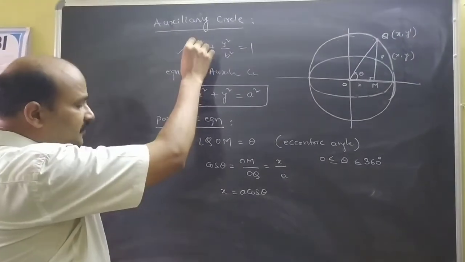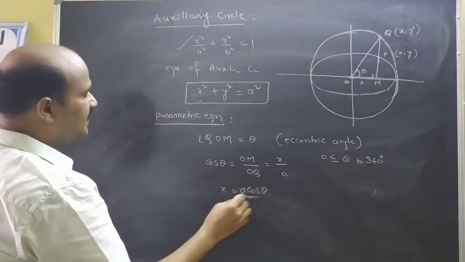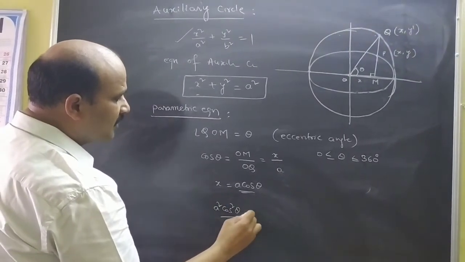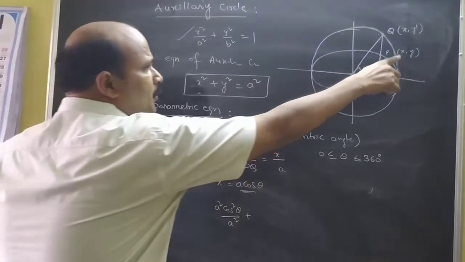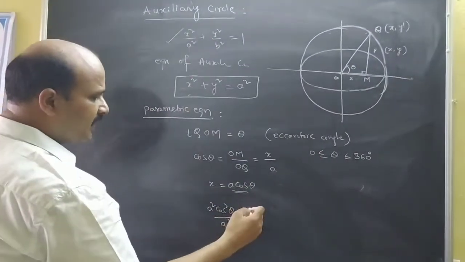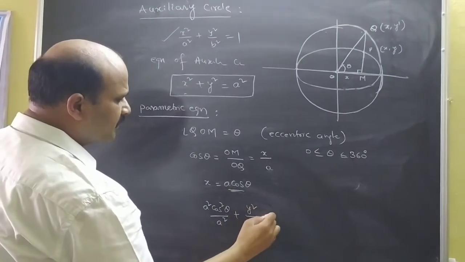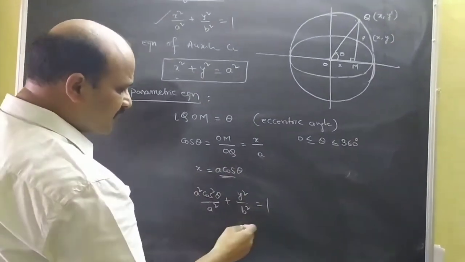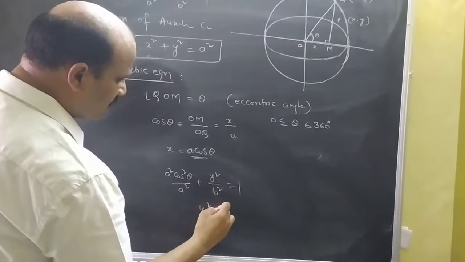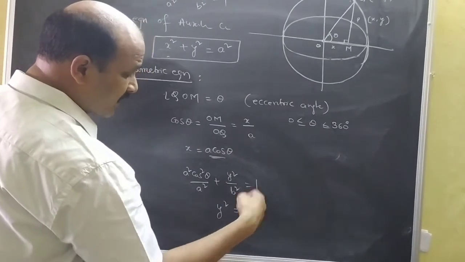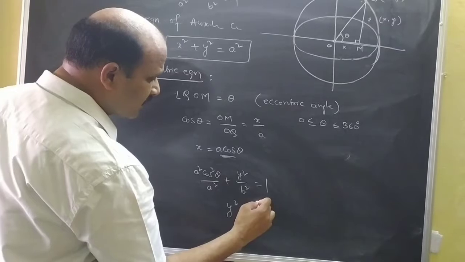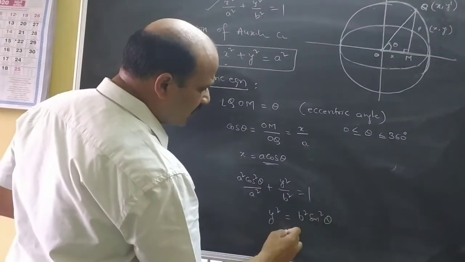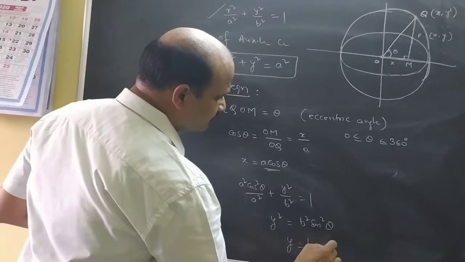Therefore, instead of x you substitute a cos theta, and it becomes a square cos square theta by a square plus, for the same point (x, y), y square by b square is equal to 1. Now a square is cancelled. If you transfer that, y square is equal to 1 minus cos square theta, which is sin square theta. Now b square into sin square theta, b square sin square theta. Now y is equal to b sin theta.